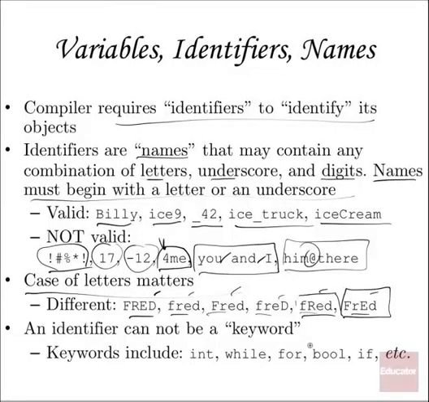Now, for identifiers, you can have any combination, but it cannot be a keyword. Certain keywords include int, while, for, bool. There's a long list. And I wouldn't worry about what that list is right now, because you will learn what they are as we go through the class. And if you use something improperly, the compiler will flag it as an error.